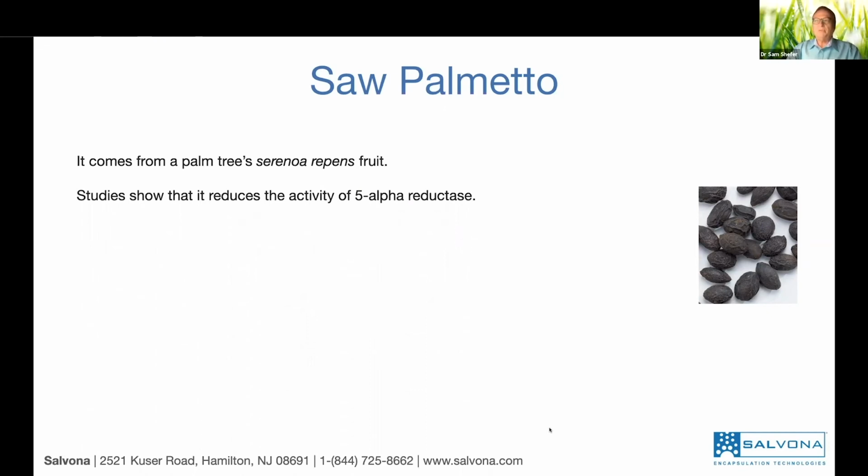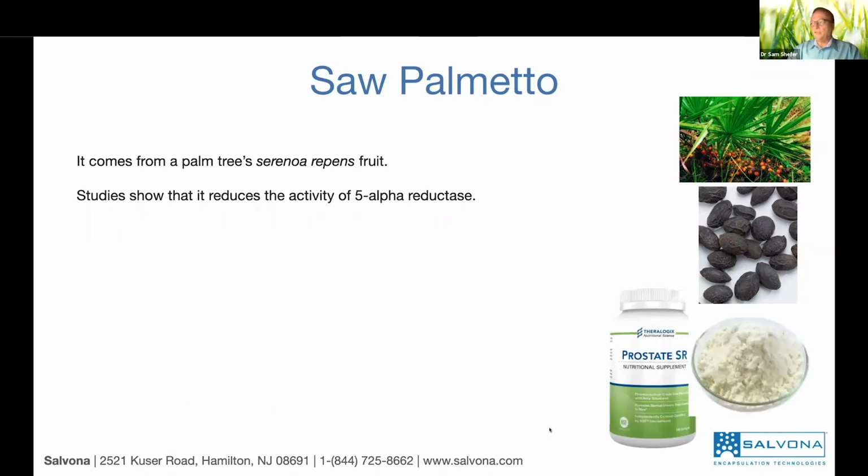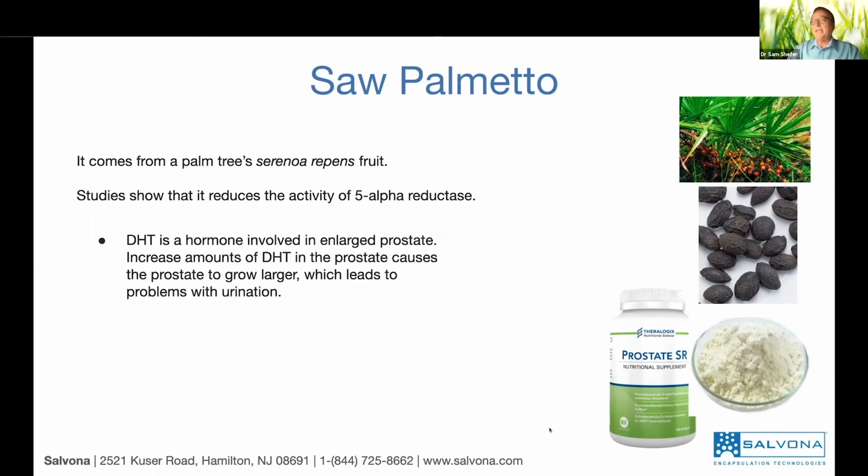Saw palmetto, we use the seeds of the palm tree, and studies have shown that it reduces the activity of alpha reductase. And it's a very interesting story how it works. But anyway, the product is available as a powder and a tablet, and people can take it orally. Now, how does it all work out and what is the connection with hair loss? Maybe you learned and remember it from the story. So the story is this.